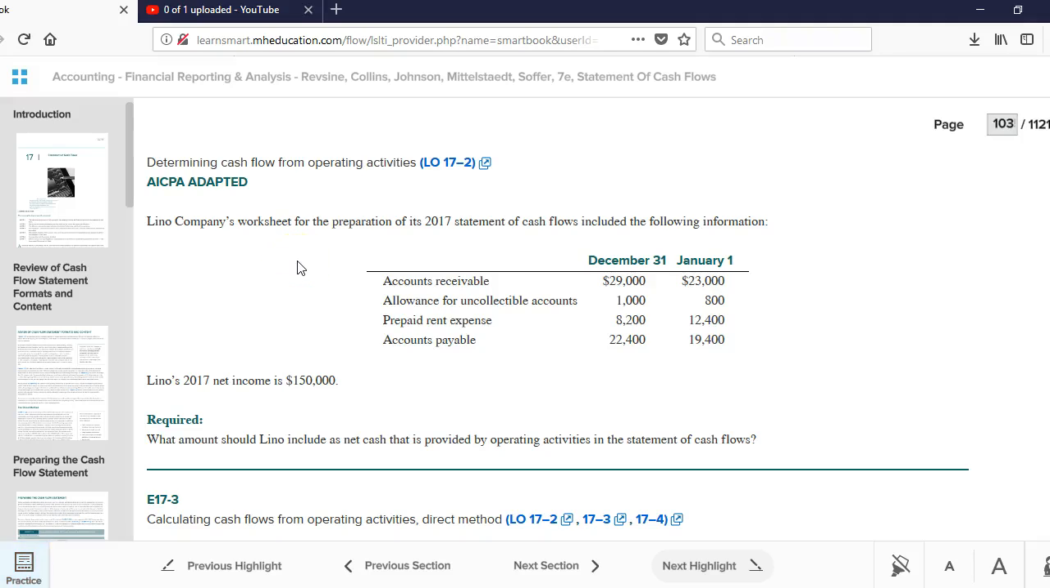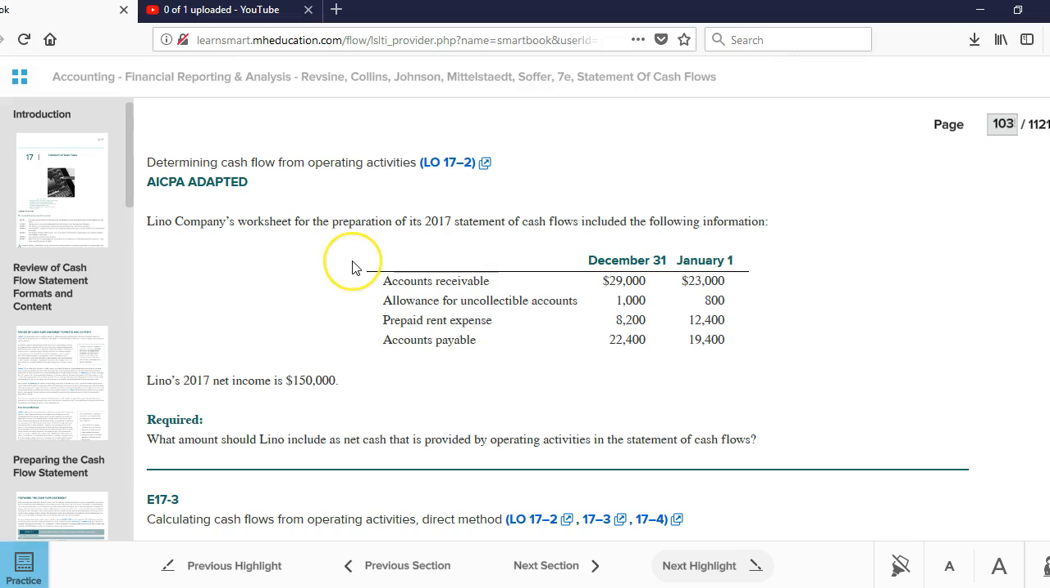Let's start out by looking at the homework for Chapter 17. I'm on page 1035 of your book, exercise 17-2. This is for Lino Company. They have a worksheet here where they want to do the indirect method of the operating cash flows.